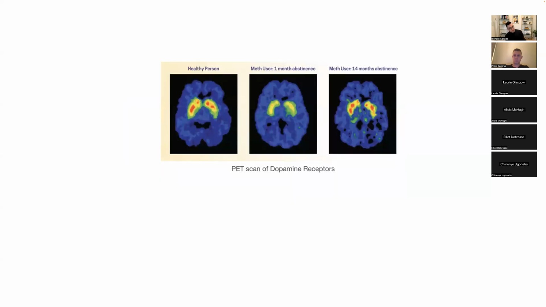Question? This is a PET scan. Yep, question? I think someone's mic is on. Oh, okay. Please mute if you don't have a question.